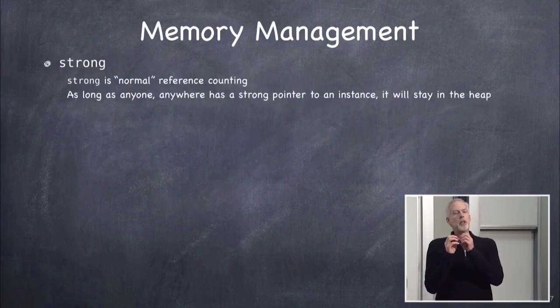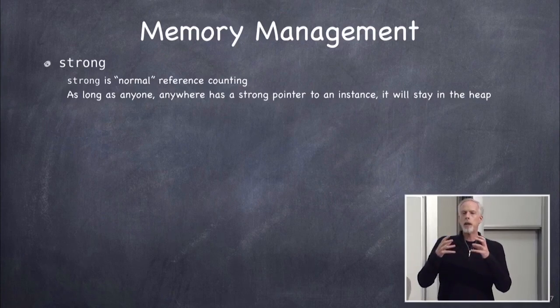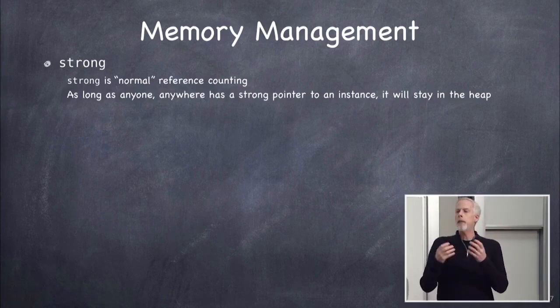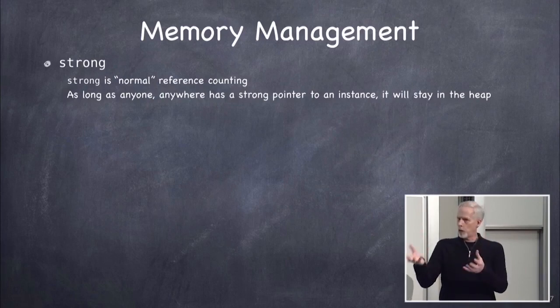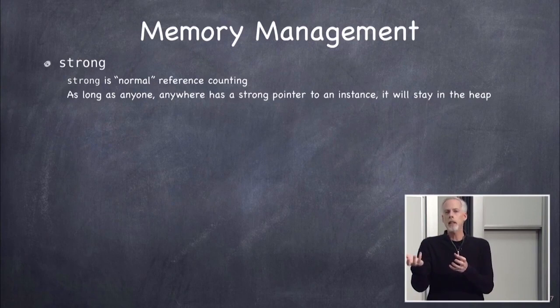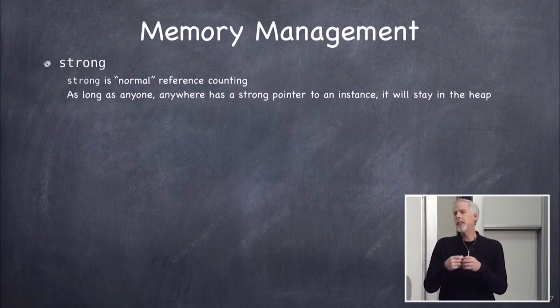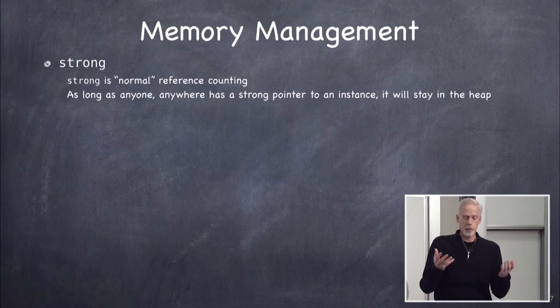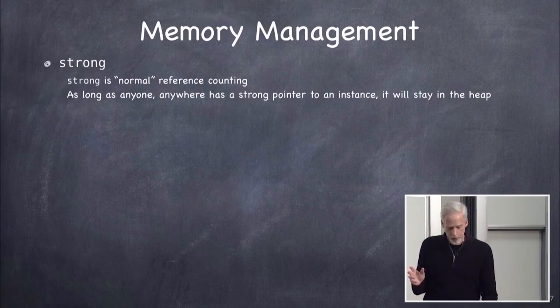Strong, this is normal reference counting. If you have a strong var, or strong let, to something in the heap, then that thing will stay in the heap as long as that var exists. It's strongly holding that thing in the heap. This is the default. You don't ever even type this keyword because it's the default. Every var, unless you say it's weak, is going to be strong. So it's simple, works magically.